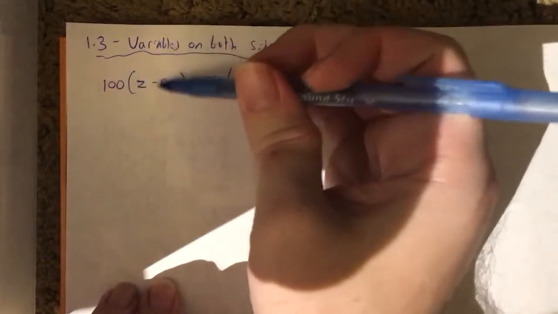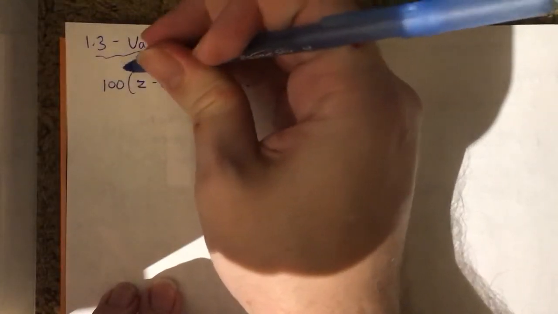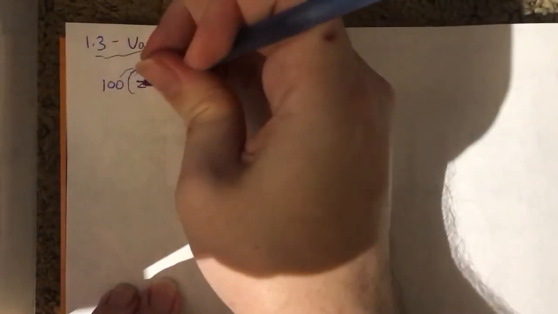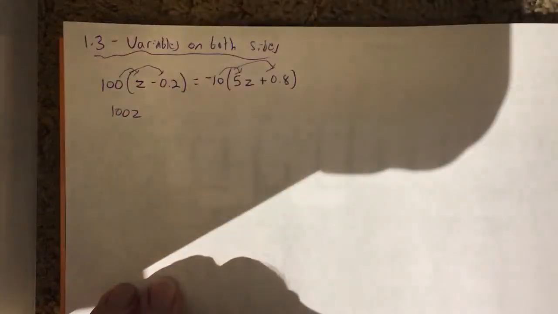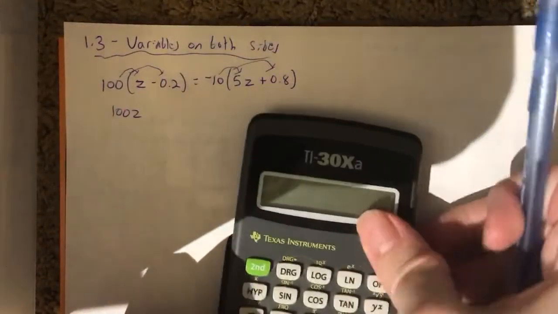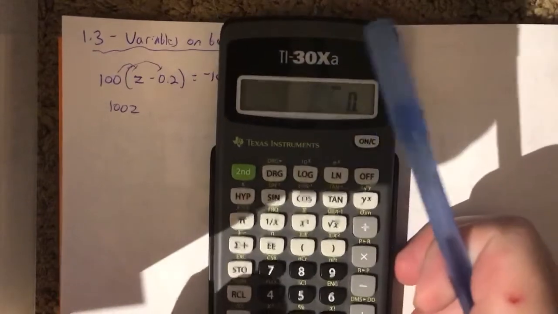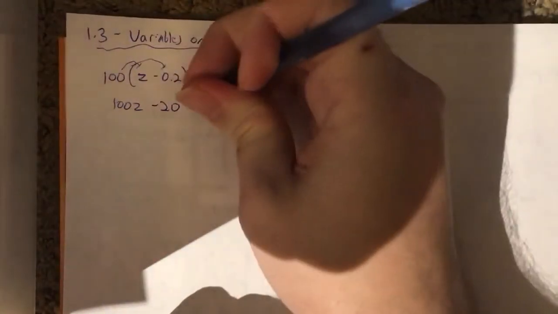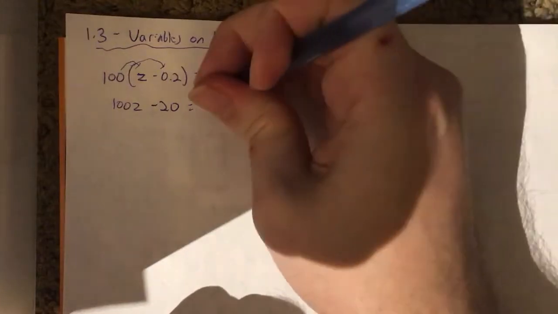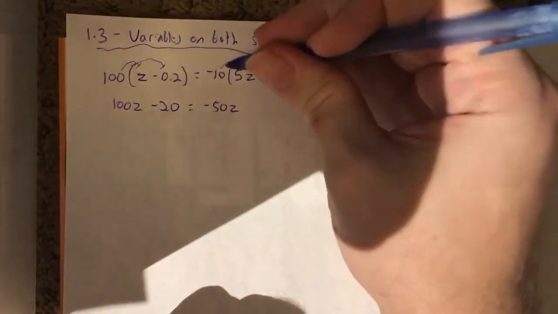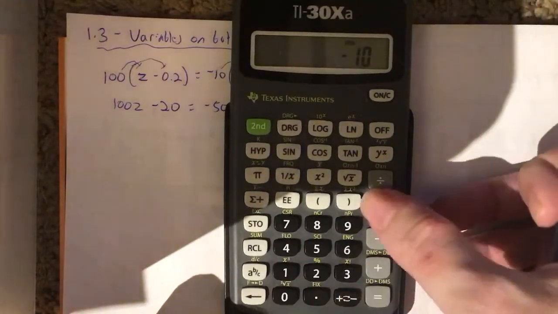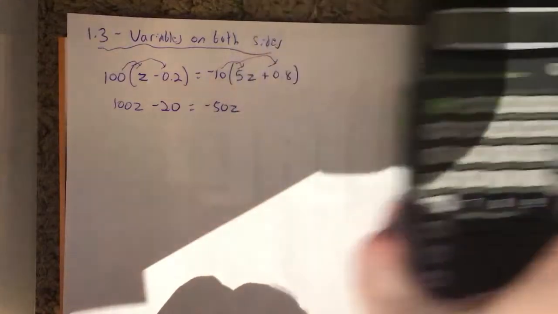So in this case, since I have the parentheses, I take the piece on the outside, I distribute it to each part on the inside. So 100 times z is 100z, and then 100 times negative 0.2. I'll do that on the calculator. 100 times negative 0.2 gives me negative 20 equals negative 10 times 5z, that's negative 50z, and then negative 10 times 0.8. Do that on the calculator. We get negative 8.